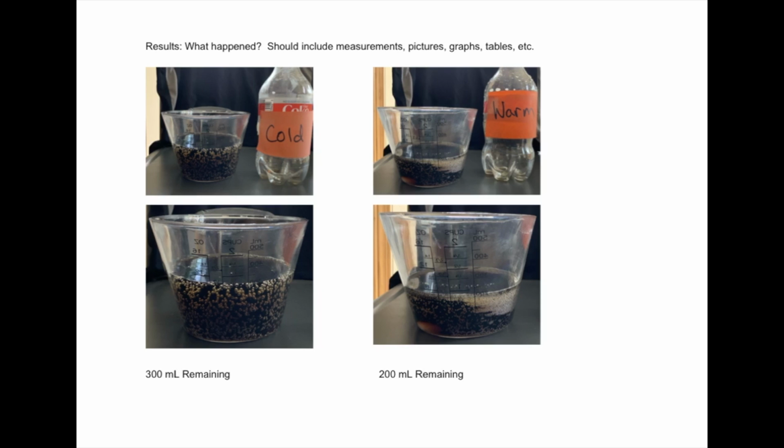And so as you can see, with the cold soda, there were 300 milliliters remaining, and with the warm soda, there was 200 milliliters remaining, which means that more soda came out when the soda was warm during the reaction with the Mentos, right? So this is how I have done my particular investigation to present my results, right?